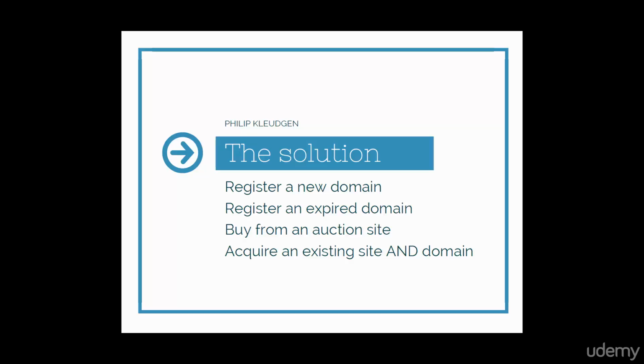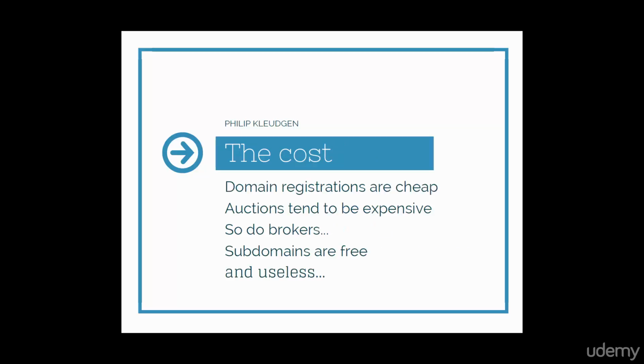The cost, of course, domain registrations are cheap, and this can range from $1.50 up to $10 maybe. Auctions tend to be more expensive. This can start at several $100s and go up all the way in the thousands. And so do domain brokers. They usually charge more. Subdomains are free, and you can even get free hosting sometimes.